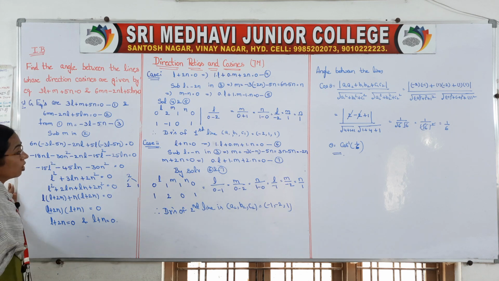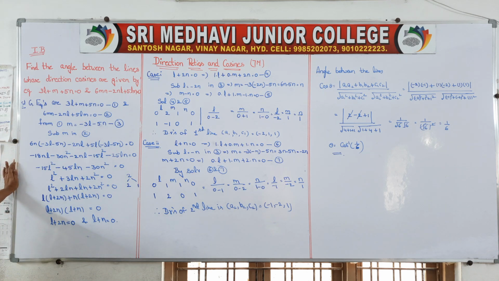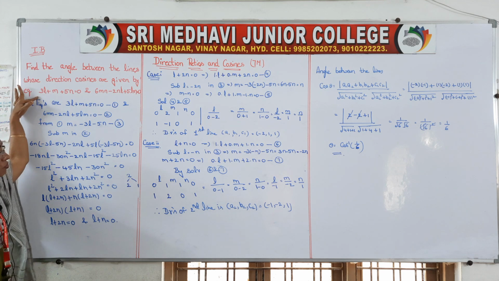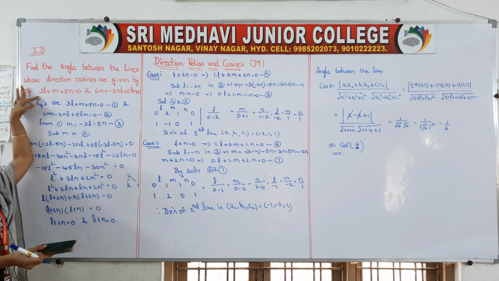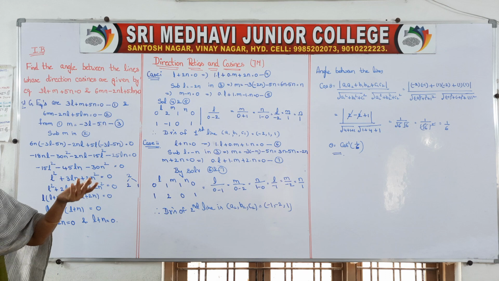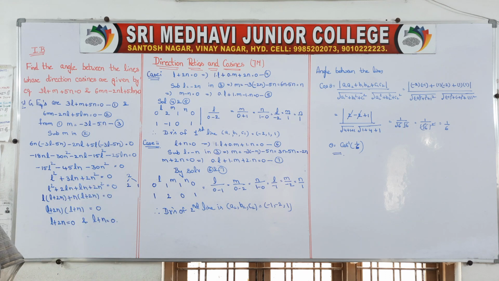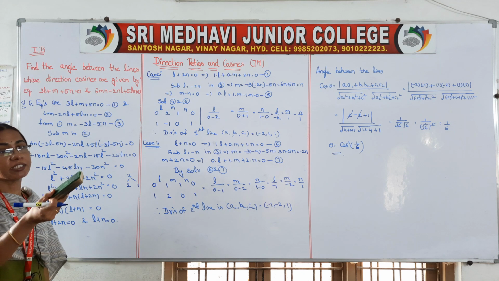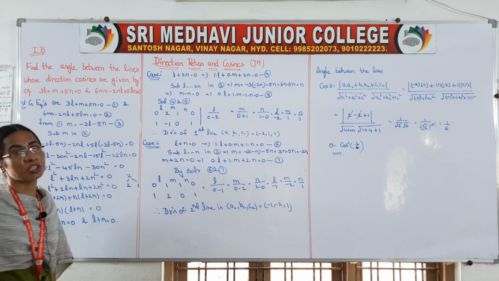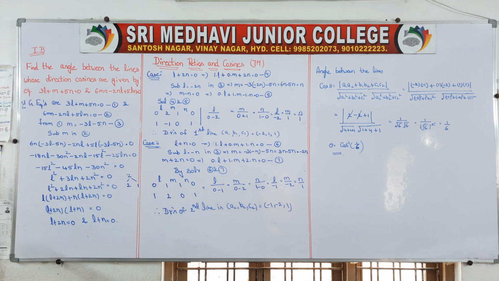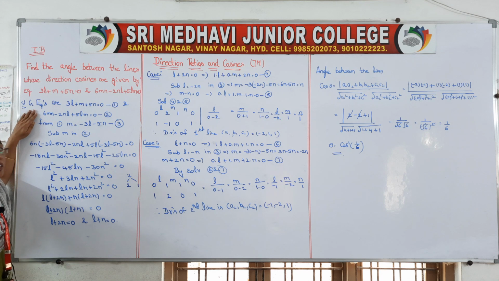So, once again observe the question, they have given the two equations to us, right? With that we have to find the angle between the lines. To get the angle between the lines, we need the direction ratios of the two lines. Why? The formula is in terms of direction ratios. So, to get direction ratios, we have to solve the given two equations. This is the first equation, this is the second equation.